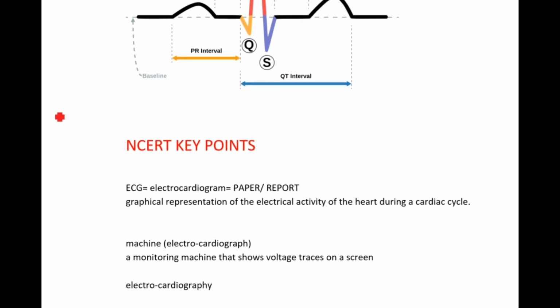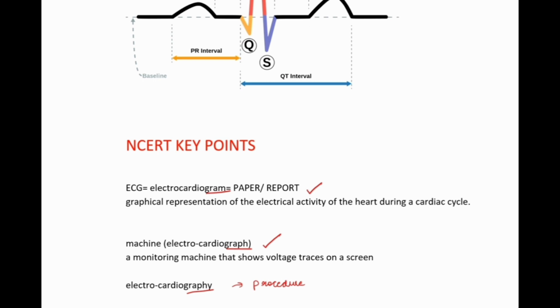Firstly, you need to know the difference between electrocardiogram, electrocardiograph, and electrocardiography. Gram means the paper or the report you get, so that is what ECG is. ECG is electrocardiogram and not electrocardiograph. You might think graph sounds like graph paper, so that is the paper, but that's wrong.